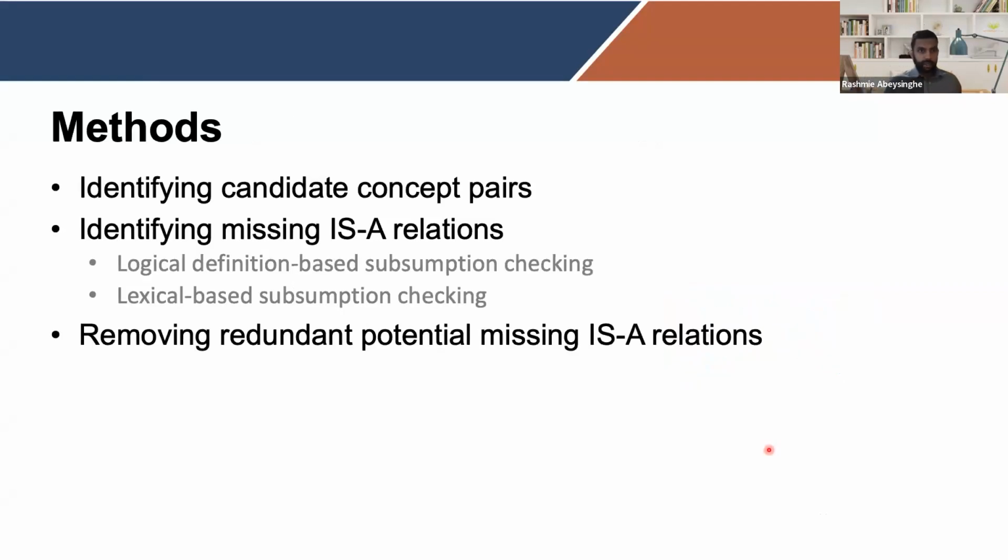So our method, as I mentioned previously, is an approach to identify missing ISA relations. The ISA relation is a very important relation in an ontology, which denotes the hierarchical arrangement of concepts.